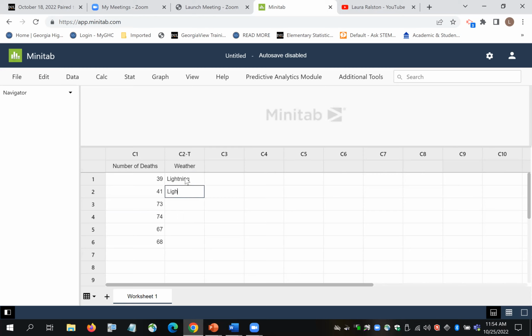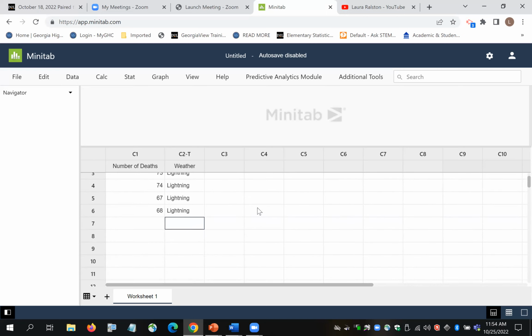And then I'm going to go back, and I know that this was lightning. So I'm going to put lightning in the column next to it, so that I know that those 6 values are lightning. Okay, and then I'm going to move on to the next one.